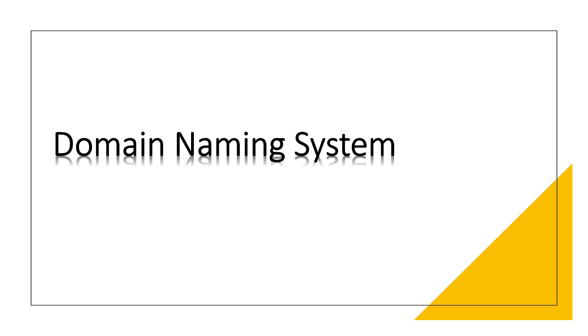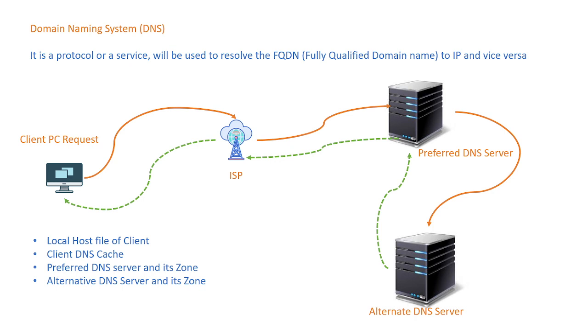Meanwhile, a computer doesn't understand names or strings. A computer only understands numbers, that is zeros and ones, which are called binaries. So we have challenges and the computer also has challenges. To make that complicated task easy, we have a new service called the Domain Name System. It is a service or a protocol that will resolve a fully qualified domain name into an IP address, and an IP address back to a name.